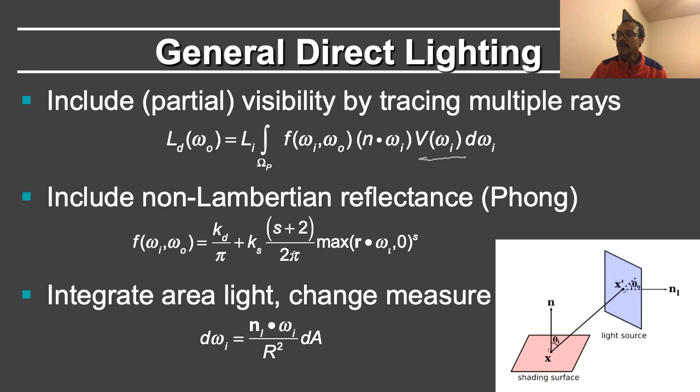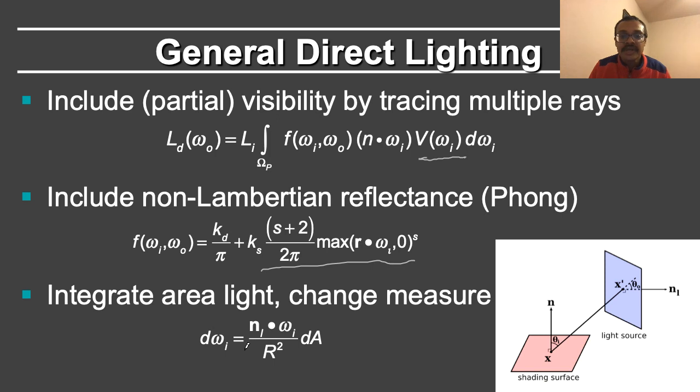We will also enable a non-Lambertian BRDF. Here is the specular component of the BRDF, in addition to the diffuse or the Lambertian BRDF. This is really a Phong type model where you are considering the R dot omega in term and raising it to some power S for the Phong shininess.